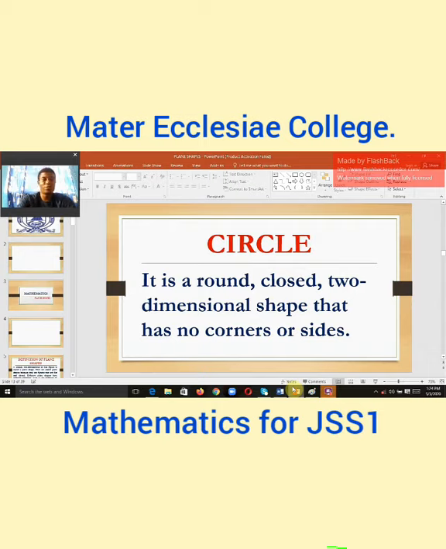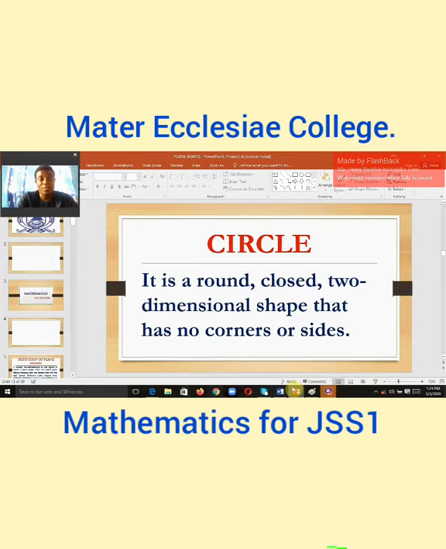Now, what's the difference between a circle and an ellipse? An ellipse is almost similar to a circle, but an ellipse is a circle that is flattened either on one side or at opposite sides. So when a circle is flattened and it has an egg-like structure, it is an ellipse. But we're not talking about ellipses, we are discussing circles.